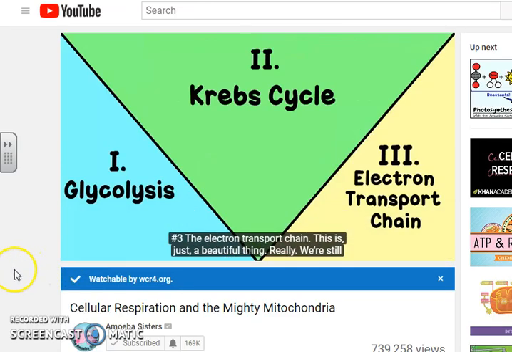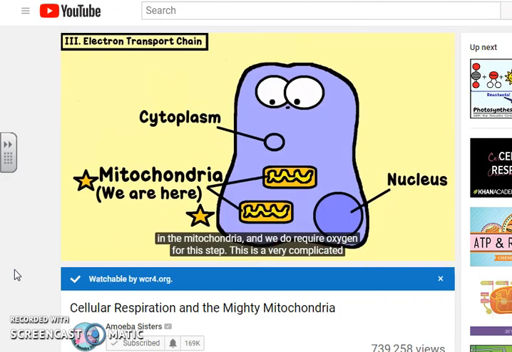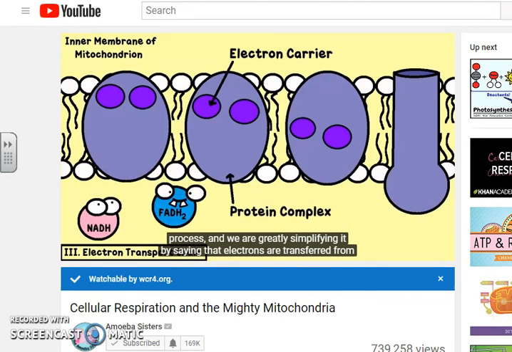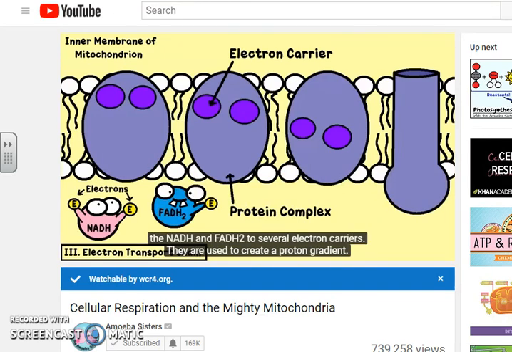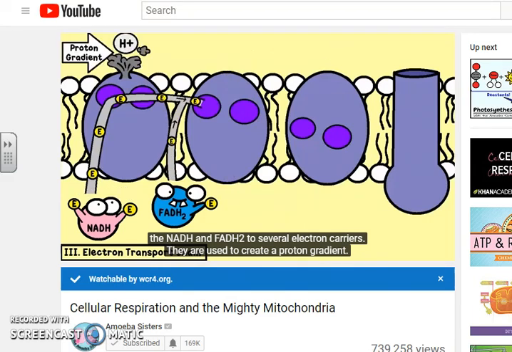The third step is the electron transport chain. This is just a beautiful thing. We're still in the mitochondria and we do require oxygen for this step. This is a very complicated process and we are greatly simplifying it and saying that electrons are transferred from the NADH and the FADH to several electron carriers, and they're used to create a proton gradient.